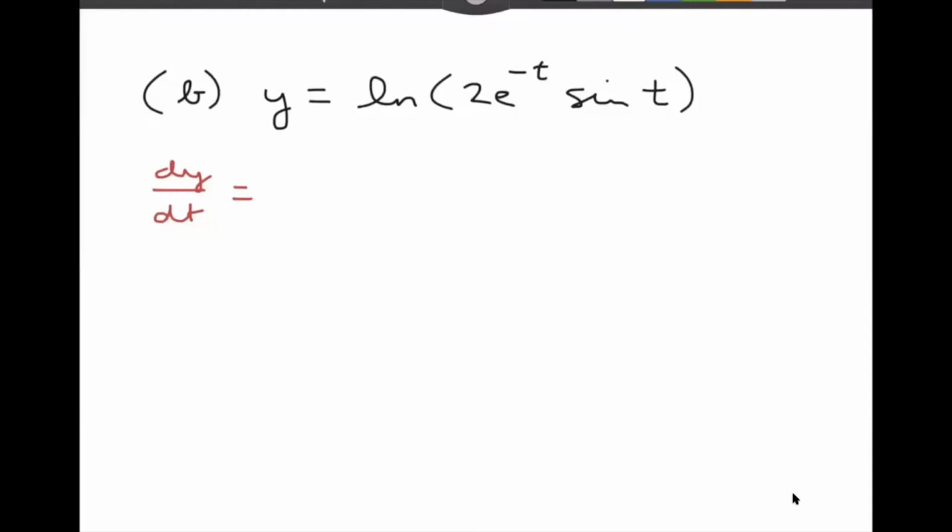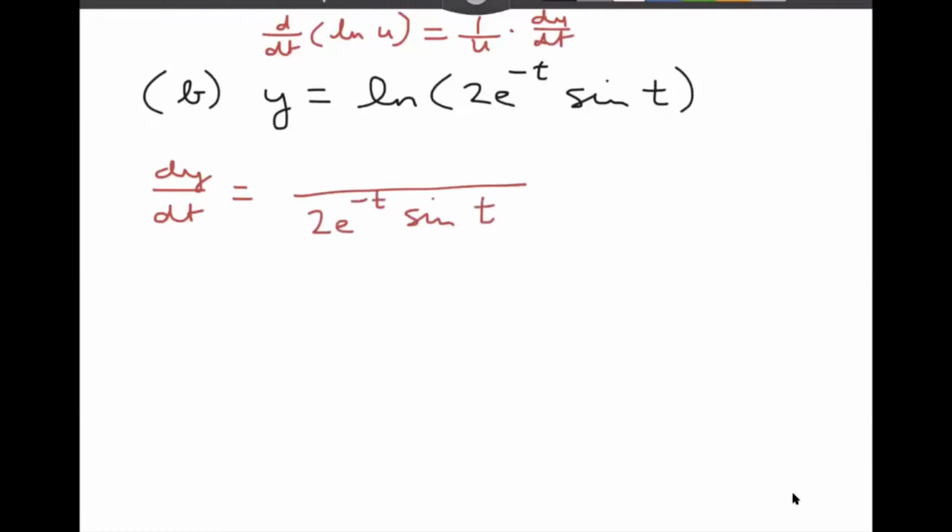The derivative, I feel a sneeze. Oh, it got stuck. Don't you hate that? Derivative with respect to t of e to the u. I'm sorry, that's not the rule I want here. Natural log u is 1 over u times du/dt. All right, so in this case, that's going to be 1 over 2e to the negative t sine t. And then we have to multiply by the derivative of 2e to the negative t sine t. You know what? Let's just write it like this.